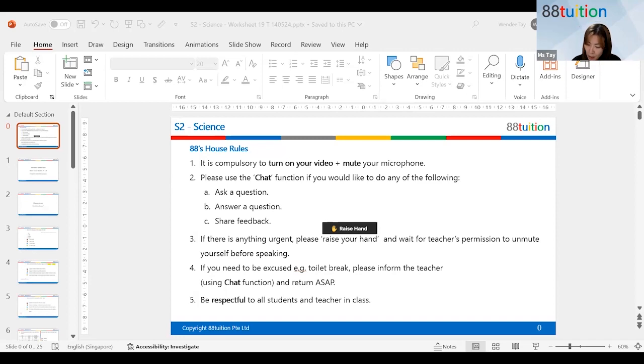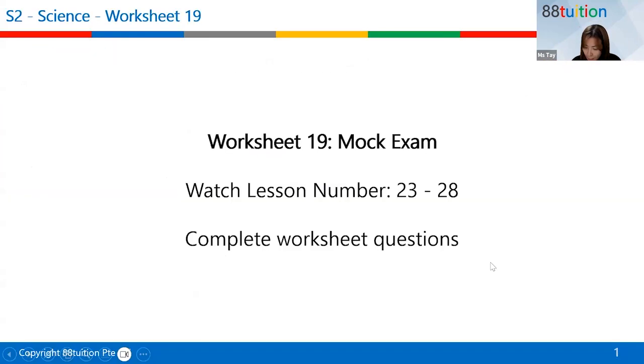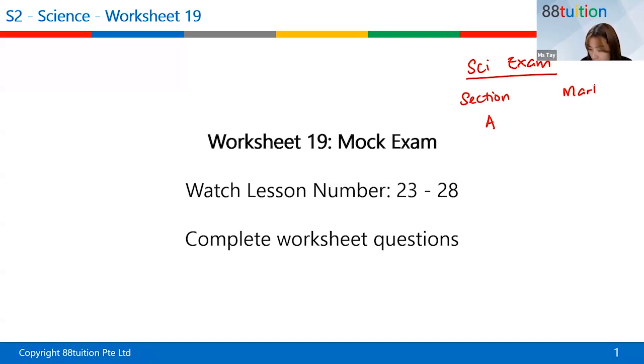Okay, so usually in the beginning, it's always easy. After that, it gets tougher. Now let's see. So how does this thing work? Your full paper, right? You have 3 sections. Okay, so science exam. You have section A. All right, and then the mark allocation.